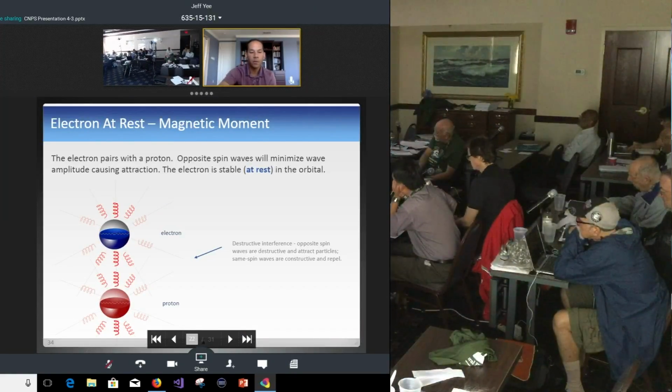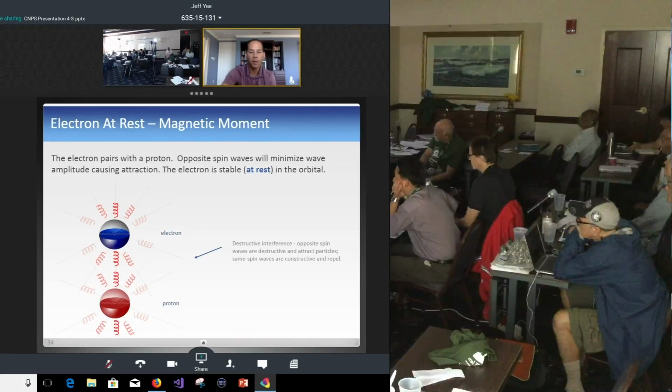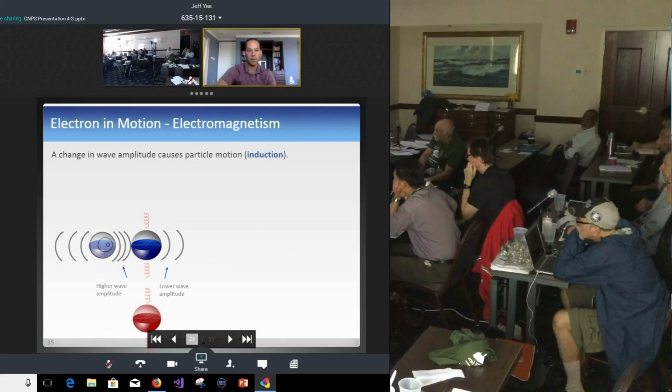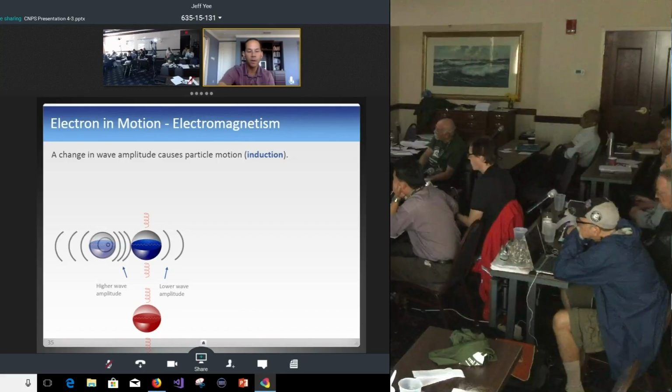But now couple that electron with a proton, dipole, and the waves change, the fields change, and I'm assuming here that it's destructive or constructive wave interference depending on the direction of spin. So that's sort of represented here as the electron and proton. Now, imagine those two are at rest in an atom, they're stable, but all of a sudden, something happens that causes wave amplitude, such as induction, right, a current flowing.